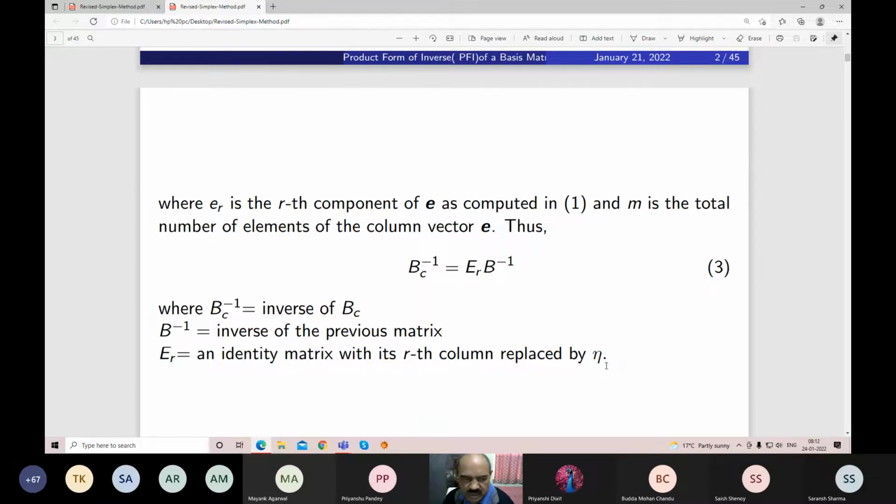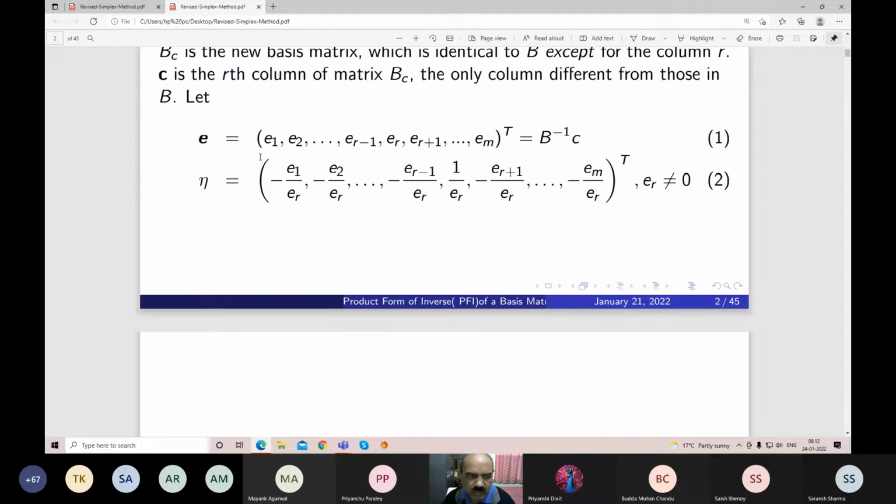Eta vector. Again, I am repeating. We find E. E is nothing but B inverse into C. The E vector is nothing but B inverse into C. After finding the E vector, we can find the eta vector.